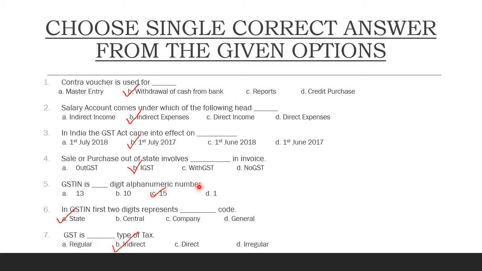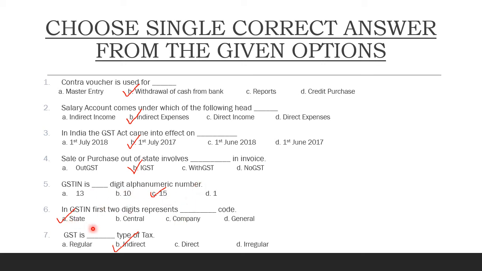Then there will be Z, which is compulsory by default. Everyone has to write that Z. Then the last number is a checksum digit, means some digits will be added in your number, and after doing that checksum, that digit will be written as the last digit. So that is the GST number.